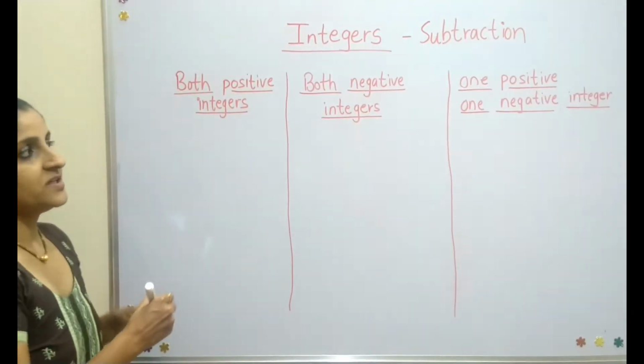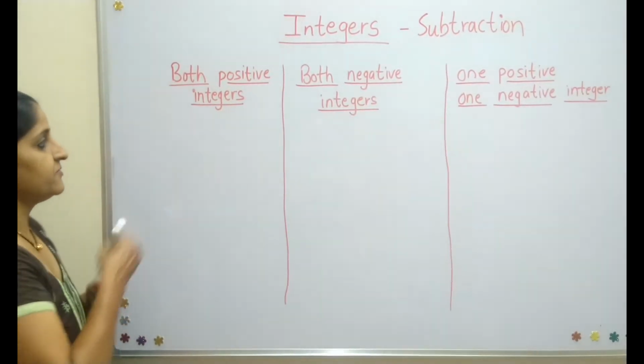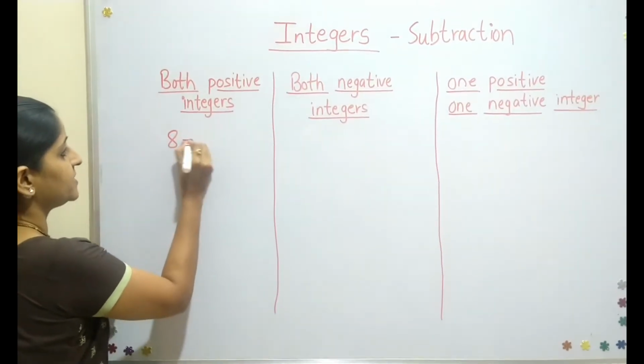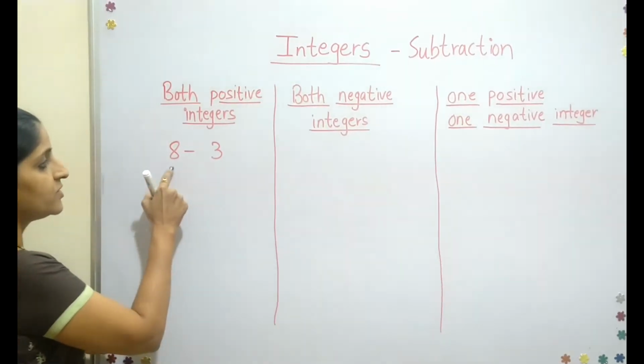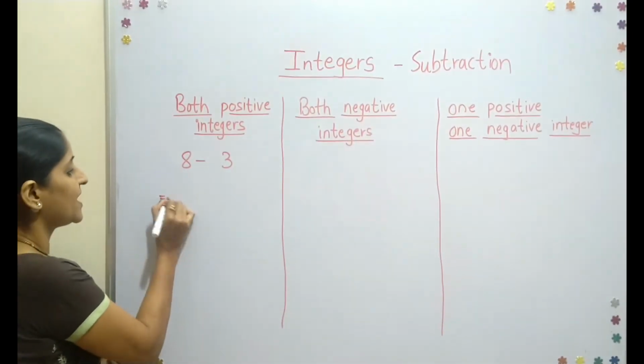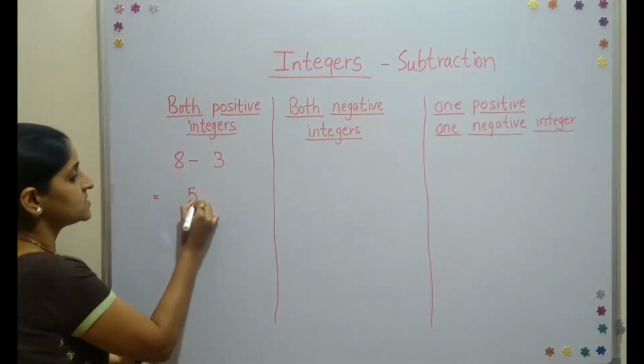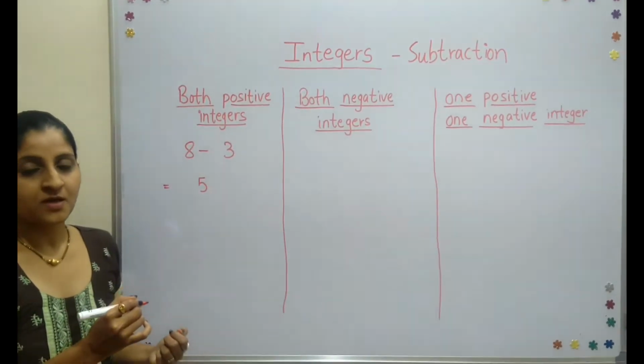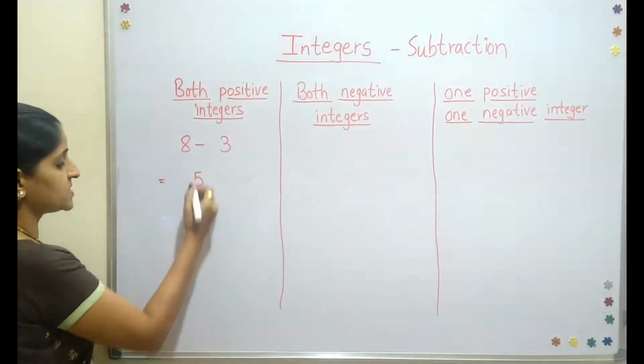To begin with, if both the integers are positive, I take an example of 8 minus 3. Over here 8 is also positive, 3 is also positive. So as usual when we carry out our normal subtraction, I'll carry out the subtraction 8 minus 3. My answer is 5. What if the numbers are reversed?